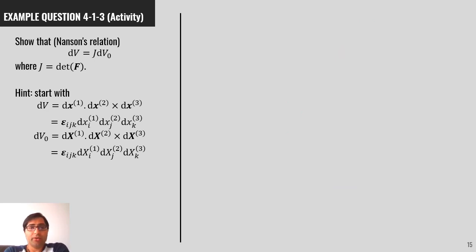Here's another example, but I leave it as an activity for you to be done before the next part of this lecture. It asks if you can prove that dV is equal to J dV0. It is called Nanson's relation, and you should basically show that J is the determinant of F and satisfies this relation. As a hint, you can start with the definition of dV and dV0 based on x, the current dimensions, and capital X, the reference dimensions. Good luck.